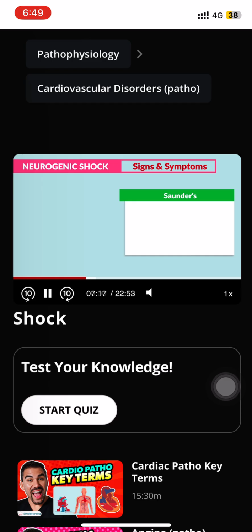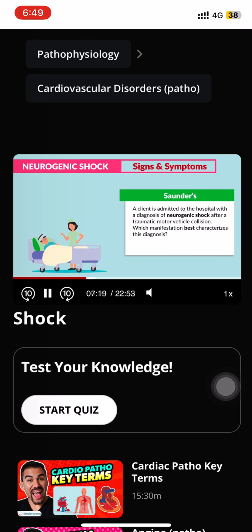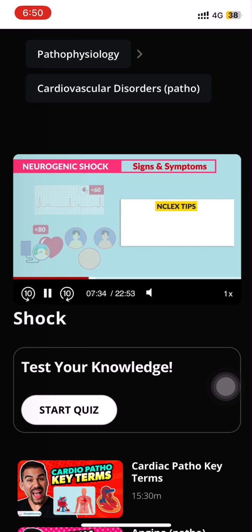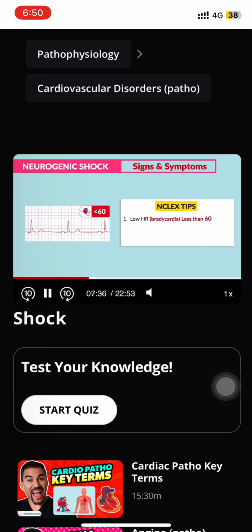So Saunders mentions, a client is admitted to the hospital with the diagnosis of neurogenic shock after a traumatic motor vehicle collision. Which manifestation best characterizes this diagnosis? Bradycardia. So the top 3 signs to know for neurogenic shock is obviously number 1, a low heart rate. Bradycardia less than 60 beats per minute. So write that one down.